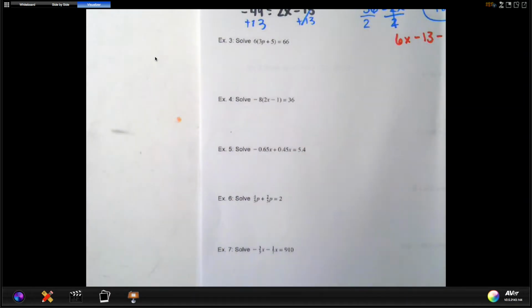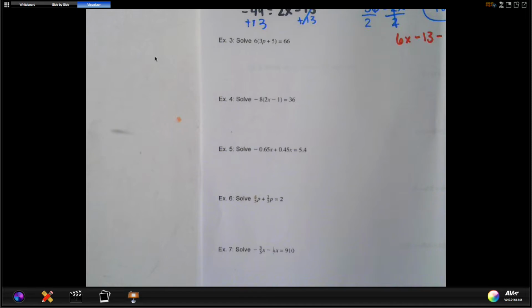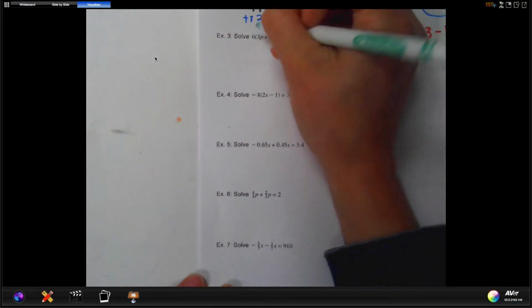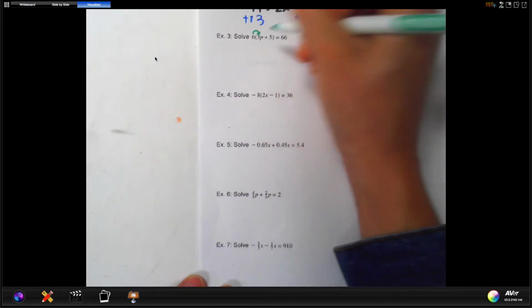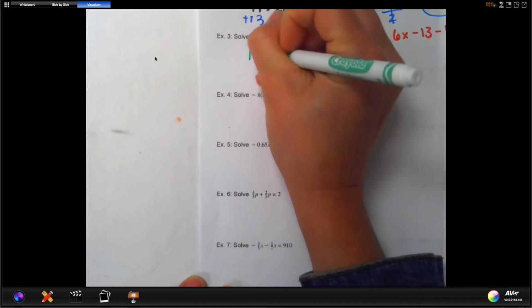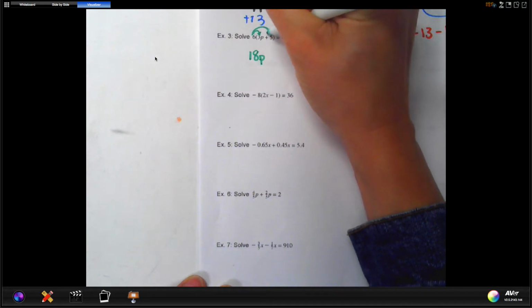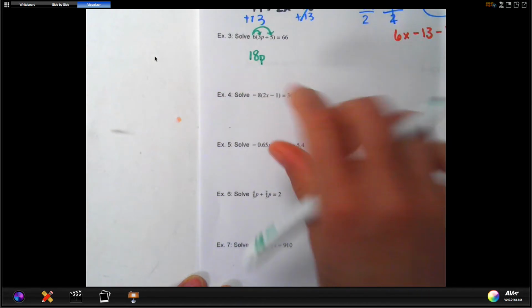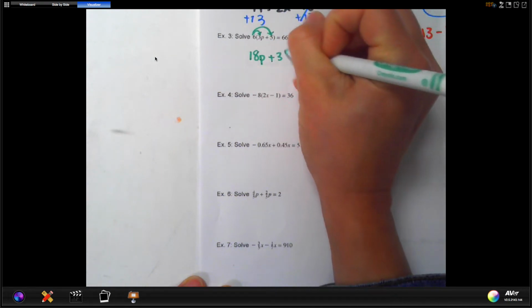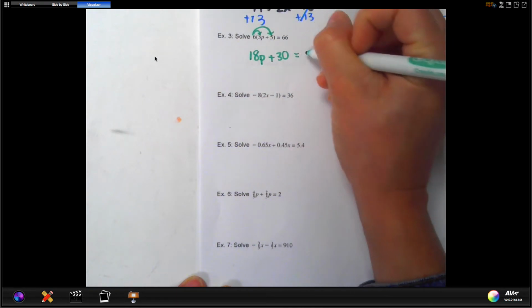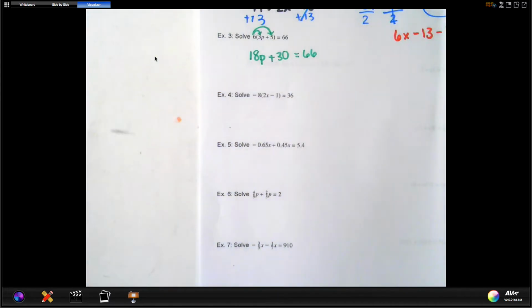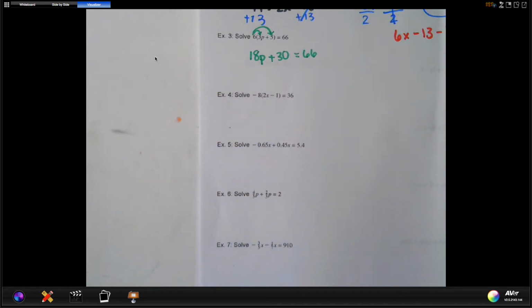All right, so our example here, we've got 6 on the outside of the parentheses and a 3p plus 5 on the inside. So the first thing we have to do is distribute. So we're going to do 6 times 3p to give us 18p. And then we're going to do 6 times, now this is positive 5 because there's a plus there, to give us positive 30. And then we'll put down our equal 66. So we distribute first by using multiplication, and now we've got a two-step equation again.